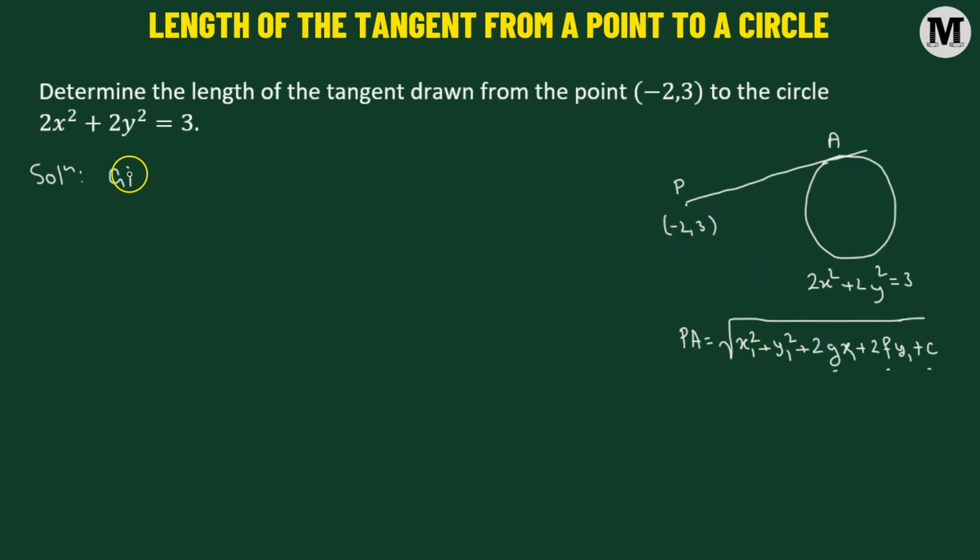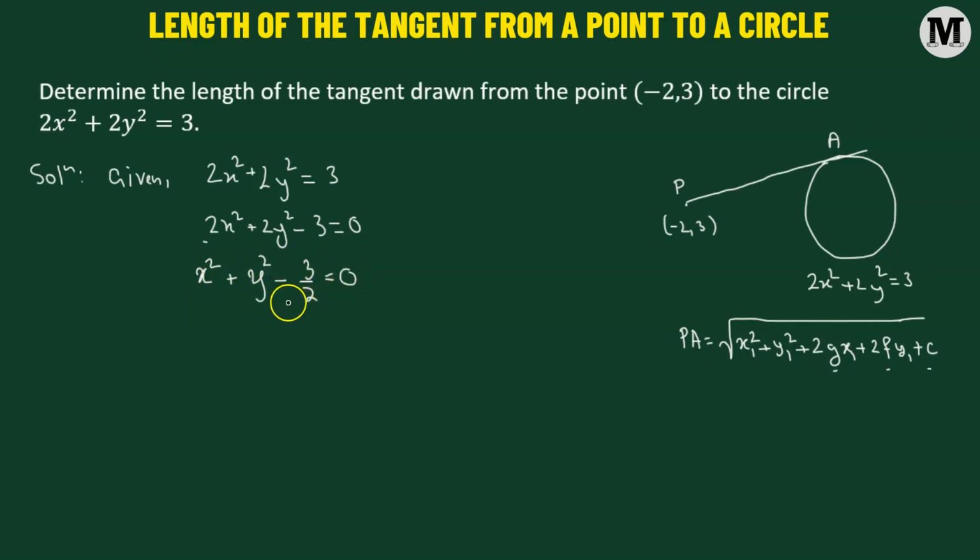Okay, so let's start with the given equation of the circle: 2x² + 2y² = 3. We'll rewrite this equation as 2x² + 2y² - 3 = 0. We need to make the coefficient of x² and y² equal to 1, so we divide each term by 2 to get x² + y² - 3/2 = 0.